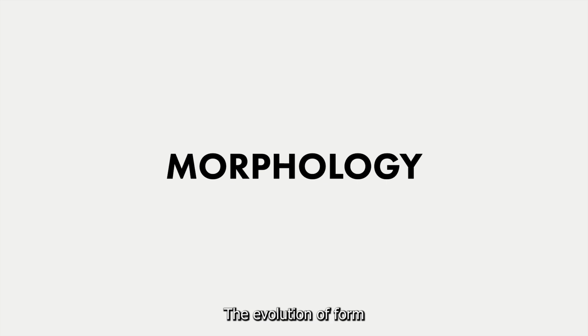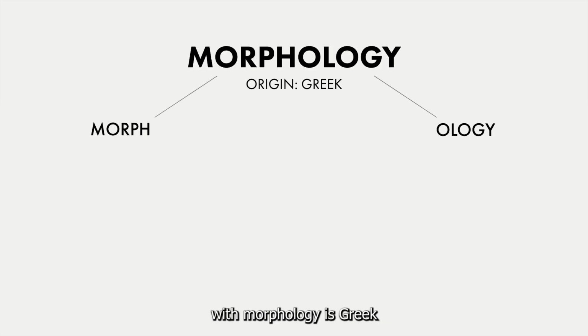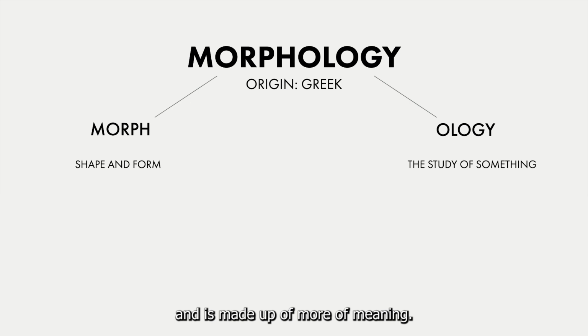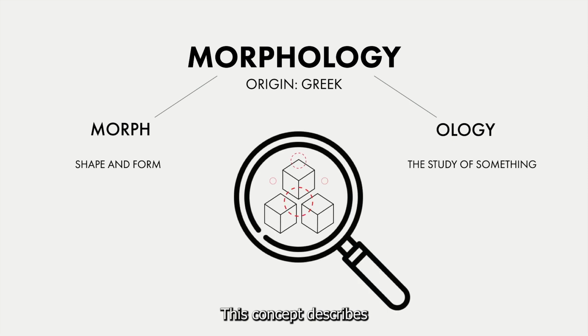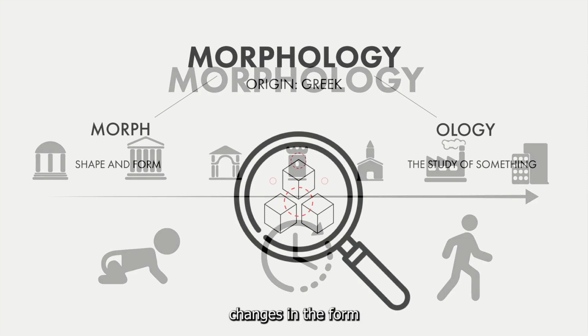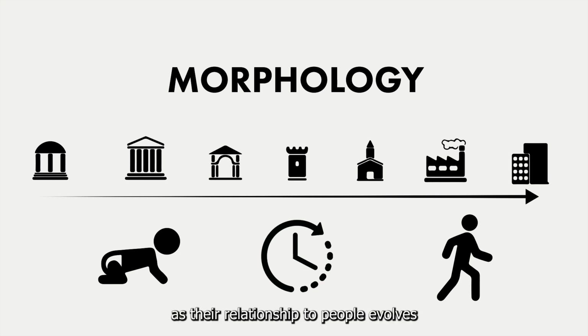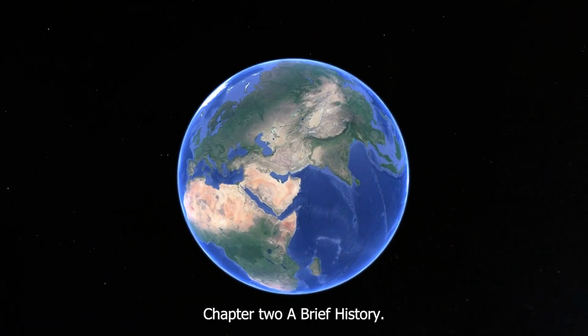Morphology. The evolution of form within the built environment. The term morphology is Greek and is made up of morph, meaning shape, form, and ology, which means the study of something. This concept describes changes in the form and syntax of buildings and cities as their relationship to people evolves and changes. Chapter 2, a brief history.